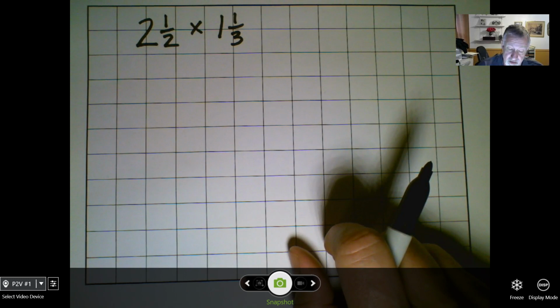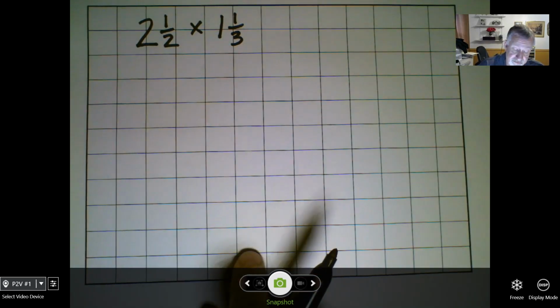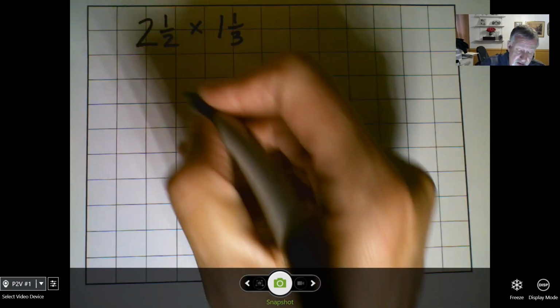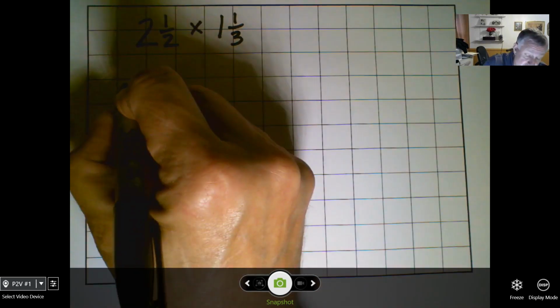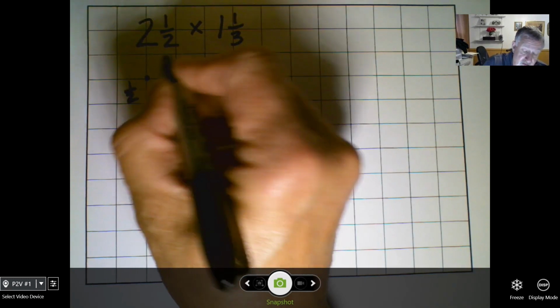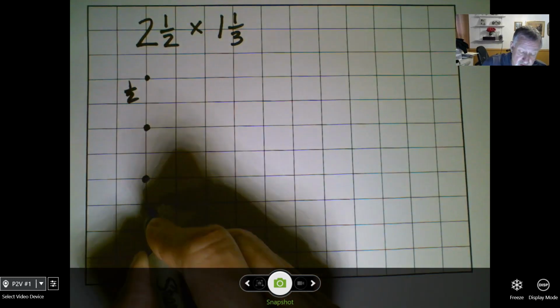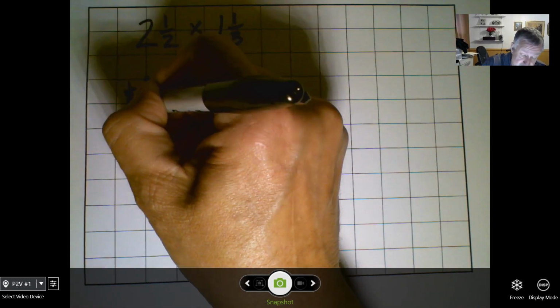Okay, now let's look at solving one where we have two mixed numbers. And so what I have here is 2.5 times 1 1/3. Okay, and so I'm going to have the 2.5, let's have that go down. So each square is going to represent a half in this instance. So going down, we're representing a half. And starting here, 1/2, 1, 1 1/2, 2, 2.5. So I'm going to build my box 5 down.